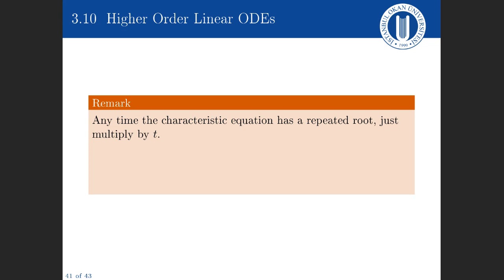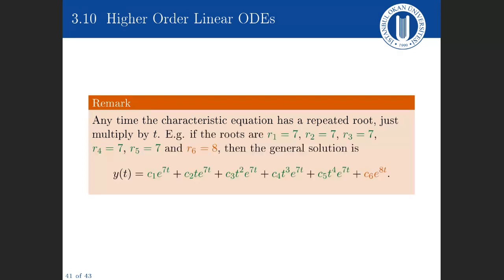What do we do if a characteristic equation has repeated roots? We just multiply by t. So for example, let's suppose we had a sixth order equation, and let's suppose that the roots are 7, 7, 7, 7, 7, and 8. Then the general solution looks like this.